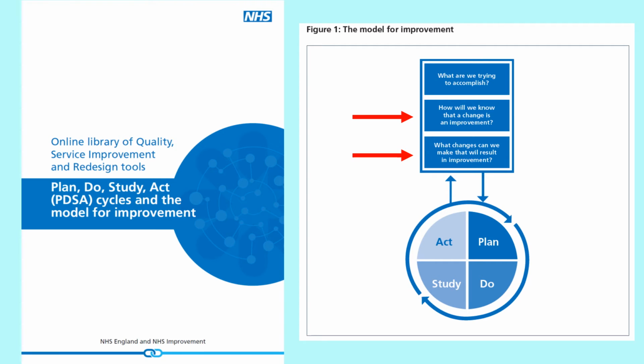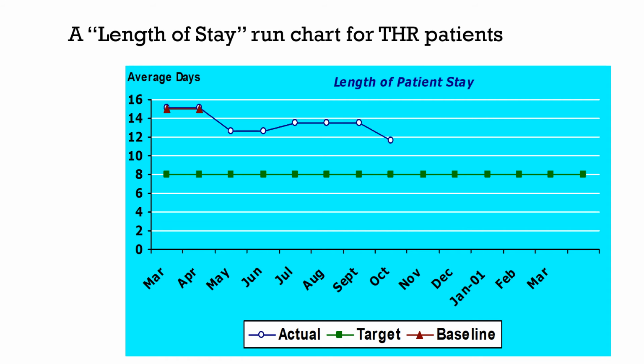While Berwick's model in theory advocated use of control charts for quantitative analysis, in practice run charts were used instead in the collaboratives. This is a typical example of a run chart for a trust from the first Orthopaedic Services Collaborative. In this case, the aim was to reduce length of stay for total hip replacement cases. It shows baseline mean length of stay of 15 days in the first couple of months, and then lower mean values over the subsequent 6 months, and then a best practice target value of 8 days.